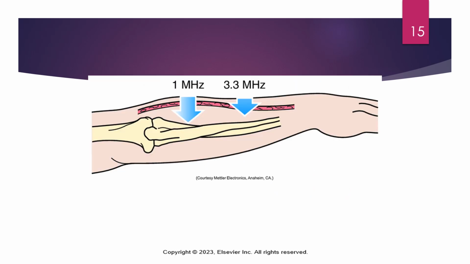So we have this nice little image straight from your textbook here. You can see, just by the length of the arrows, that the 3.3 megahertz, the 3 megahertz high frequency, is going to travel into the superficial tissues, but is not going to be very effective at getting into those deeper tissues, whereas the 1 megahertz is going to target some of those deeper structures.